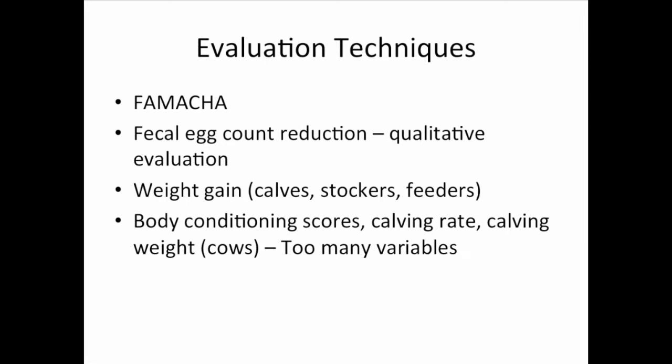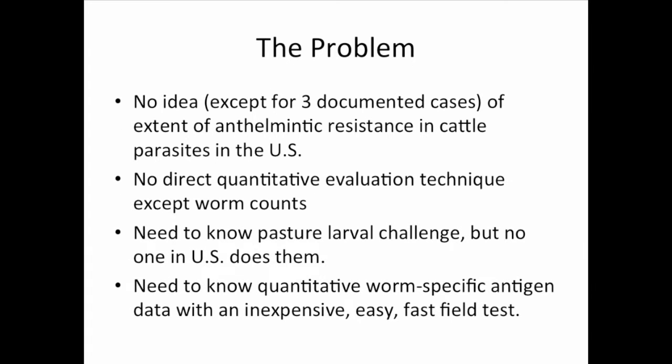Weight gains. That's what I use as my primary measurement of parasite control. End of story. Body conditioning scores, calving rates, calving weights. Yeah, it's good, they're helpful, but there's so many other variables in developing those particular scores that it's very, very hard. Now, here's the problem.